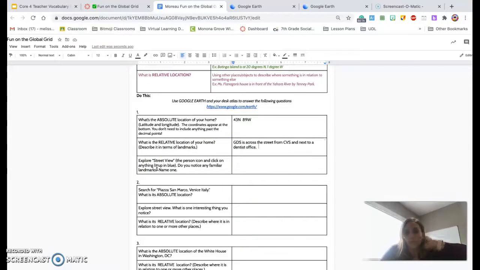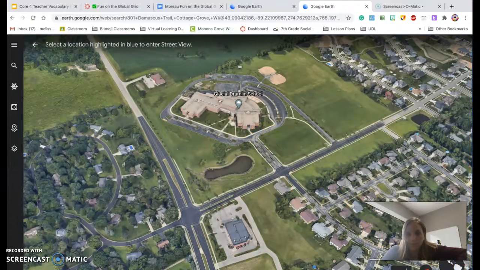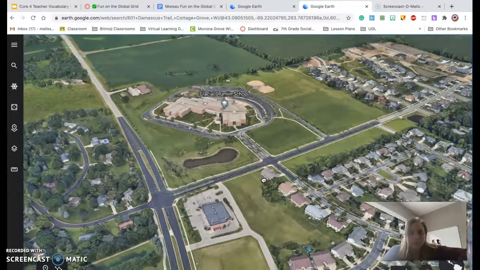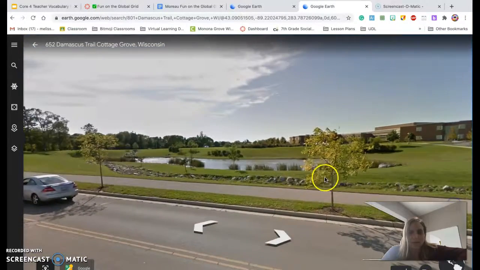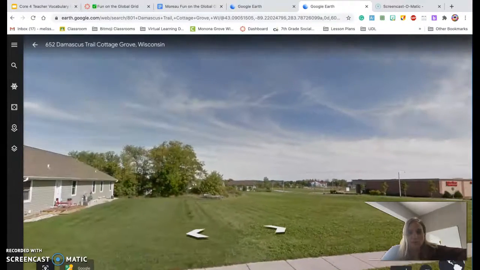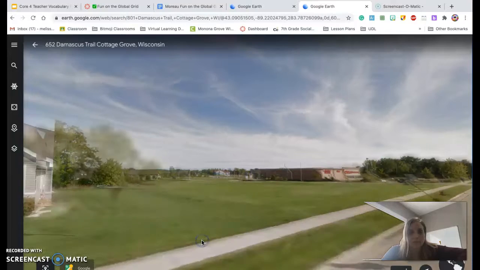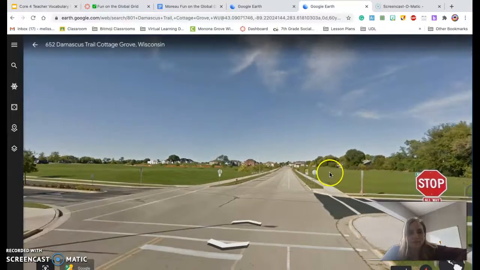So then it says explore the street view, the person icon, and click on anything lit up in blue. Do you notice any familiar landmarks, and name one? So when you're clicking on this, the directions are there for you. So you click on the person icon right here, and then you can click on anything that's blue. And then it's going to take you to the street view, and then you can look around and see if there's any familiar landmarks that you would want to write about or write down. So I could do CVS right here. I could also click on it. It's going to move me in each direction. So have fun exploring around your house.